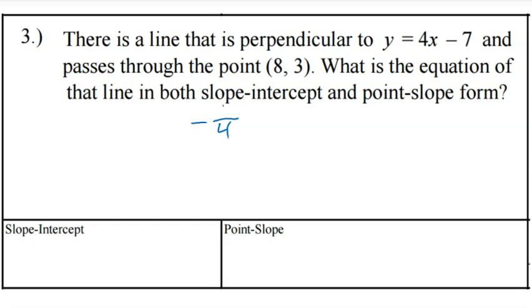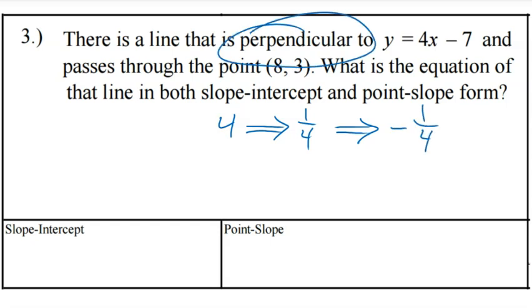So now the 4 becomes a denominator. That's what happens when a line is perpendicular. We take the slope of the line that it's perpendicular to, and we do the reciprocal. The reciprocal of 4 is 1/4. Then we're going to make it negative, negative 1/4. So the slope of this perpendicular line is negative 1/4.